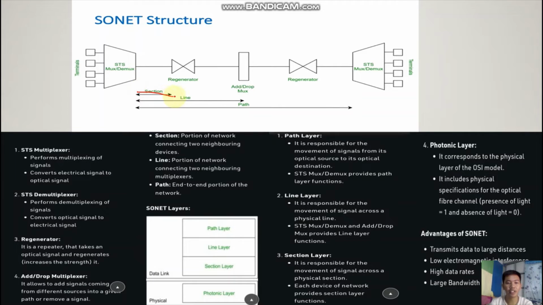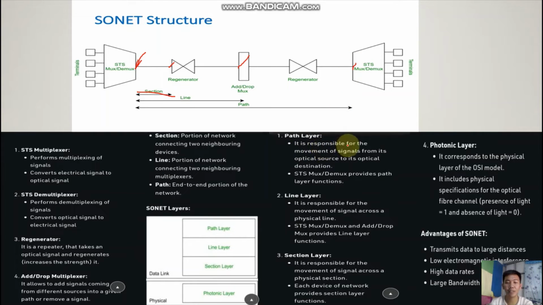So we have here a section, a portion of the network connecting two neighboring devices. A line is a portion of the network connecting two neighboring multiplexers. A path is the end-to-end portion of the network.